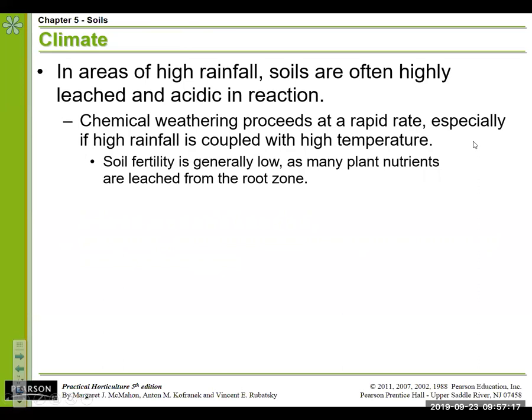Typically we say that the older a soil is, the more highly weathered it is, and the less plant nutrition it has in it.